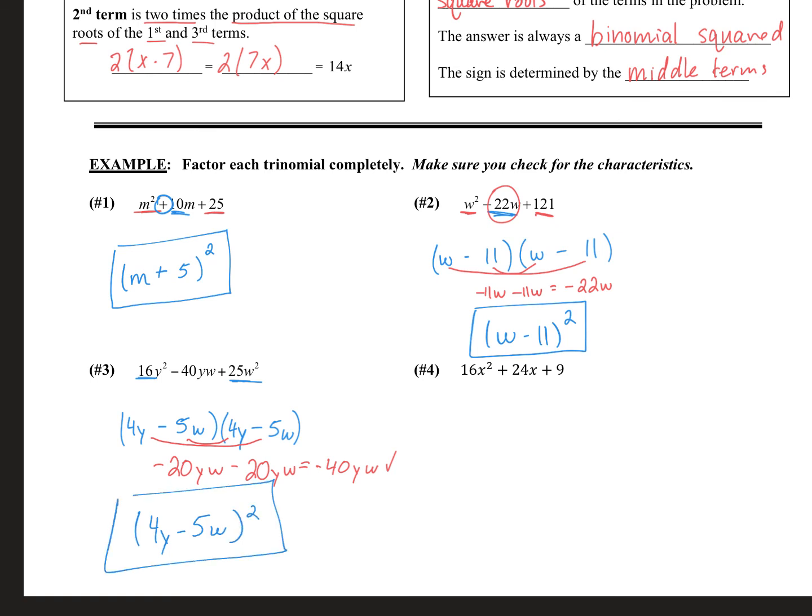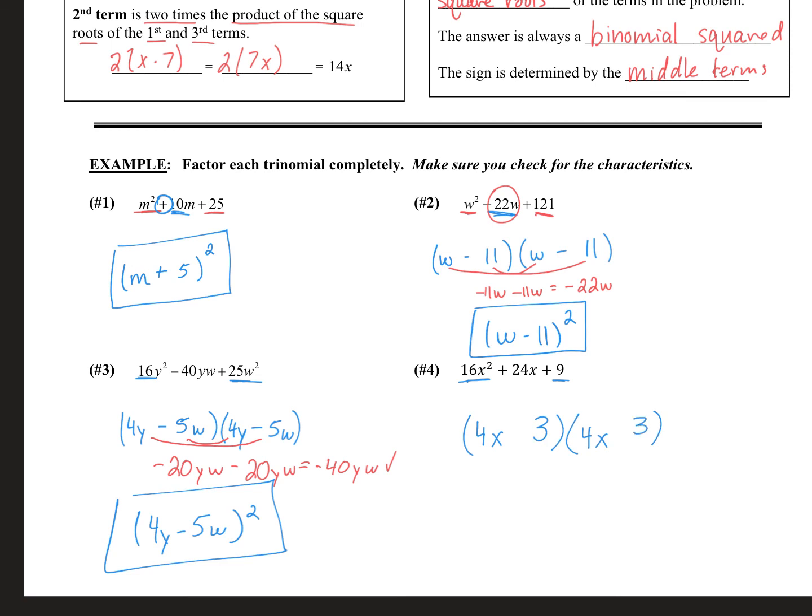All right, finally, we'll look at the very last example of the notes here. We have 16x squared plus 24x plus 9. So let's check. Is 16x squared a perfect square? Yes. Okay, is 9 a perfect square? Yes. So let's try to factor this and see if this will give us our middle term. So what's the square root of 16x squared? Well, that's 4x. So 4x goes there, and the 4x goes there. And then what's the square root of 9? Okay, the square root of 9 is 3. So the 3 is going to go there, and the 3 is going to go there.